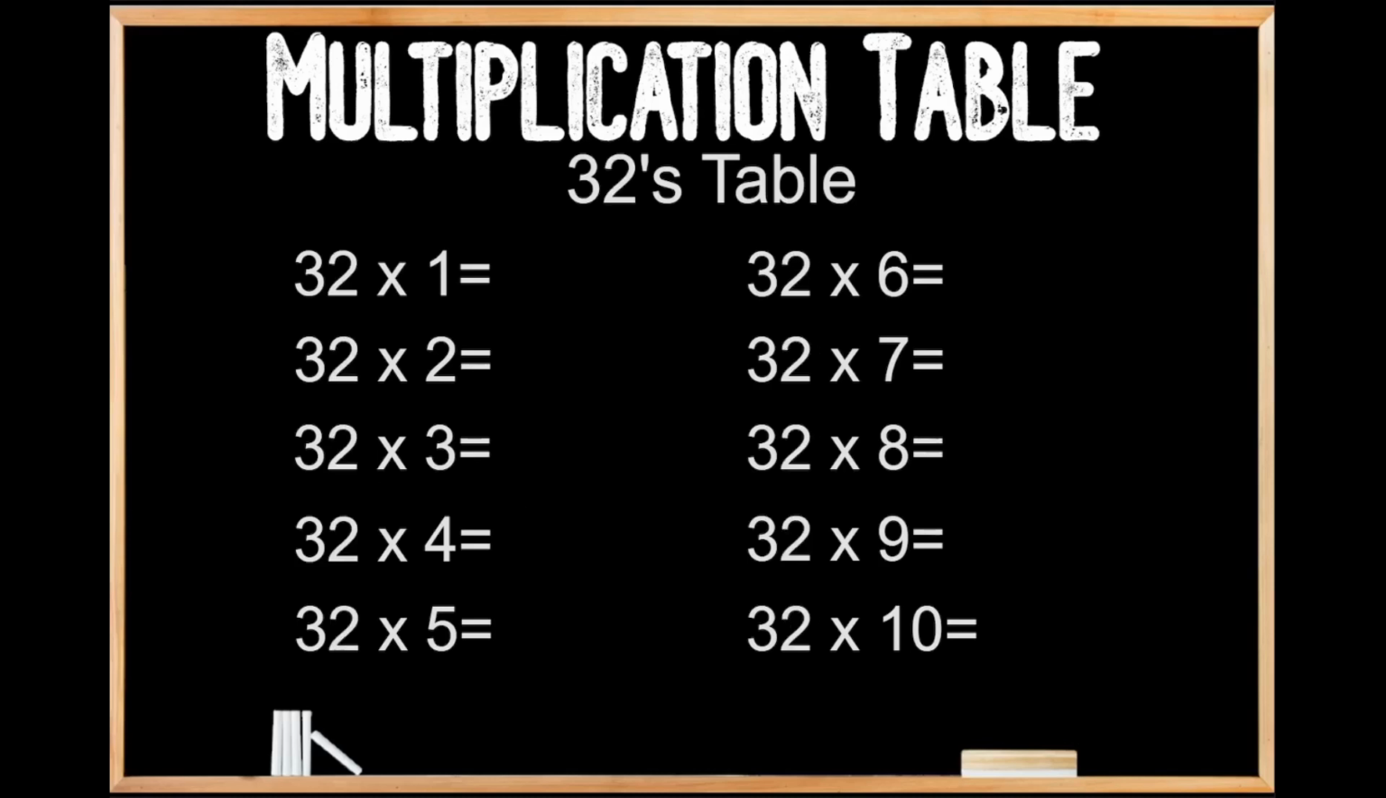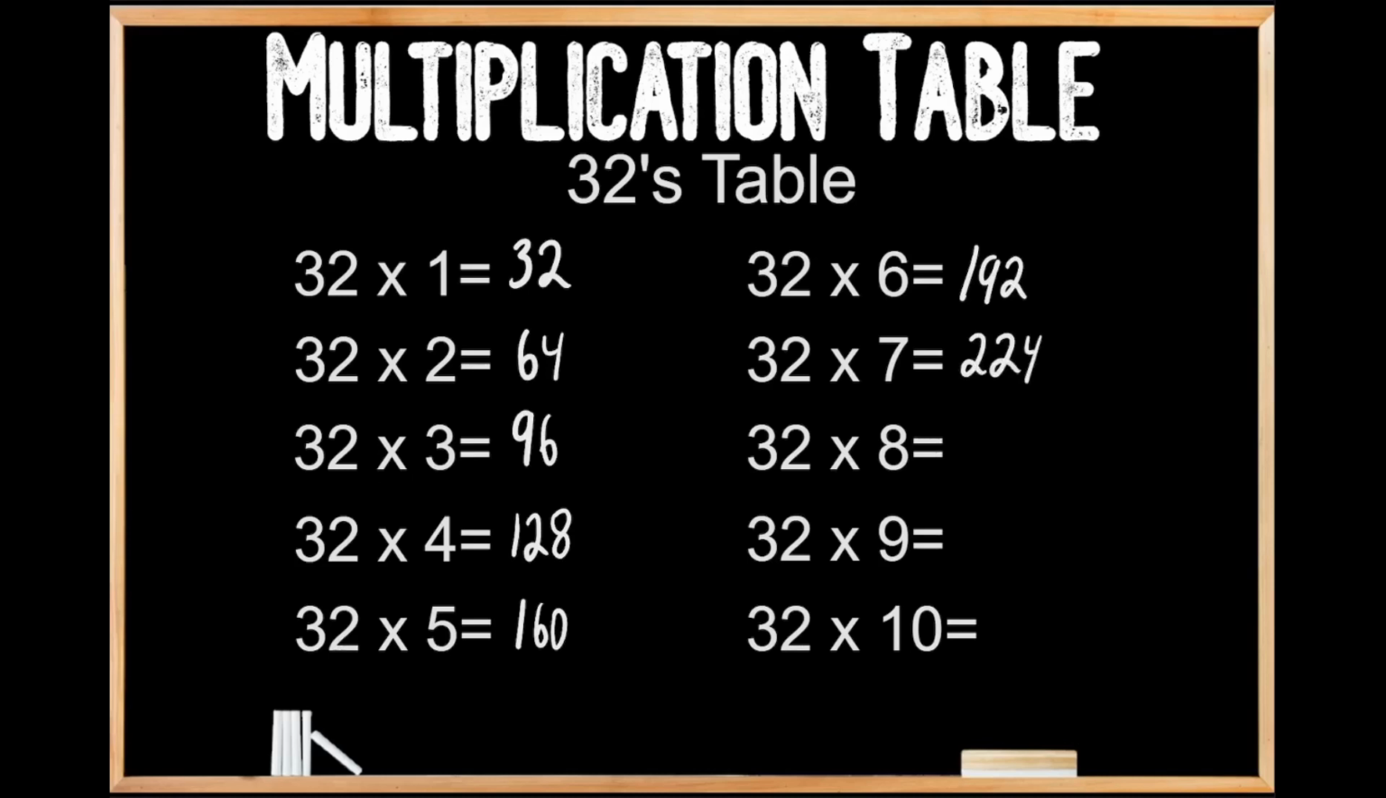32's table. 32 times 1 is 32. 32 times 2 is 64. 32 times 3 is 96. 32 times 4 is 128. 32 times 5 is 160. 32 times 6 is 192. 32 times 7 is 224. 32 times 8 is 256. 32 times 9 is 288. And 32 times 10 is 320.